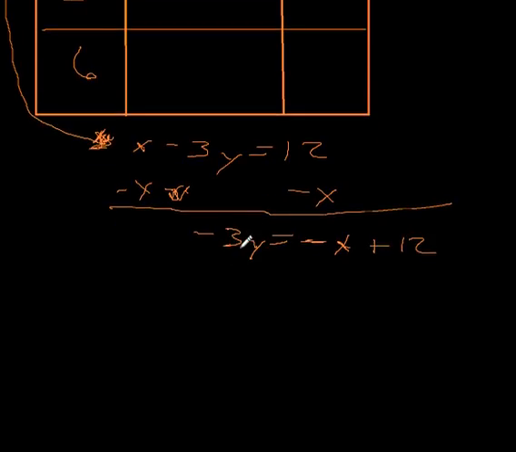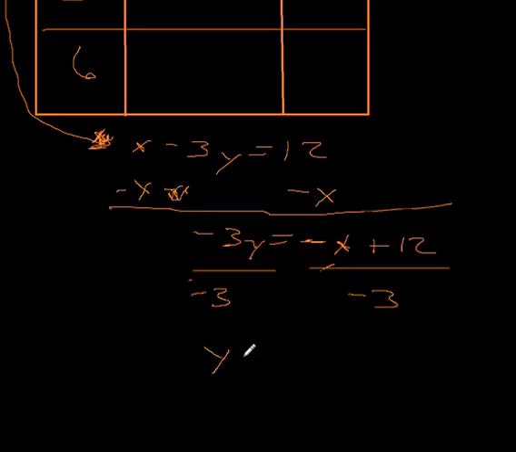Now, I want to get y by itself, so I'm going to get rid of the negative 3 by dividing by negative 3, not only on this part of the equation, but I've got two terms here. I've got to do it to both terms. I know, isn't that crazy when it does that? Okay, so I've got to divide negative x and positive 12 by negative 3. So I end up with y equals negative x over negative 3 plus 12 over negative 3.